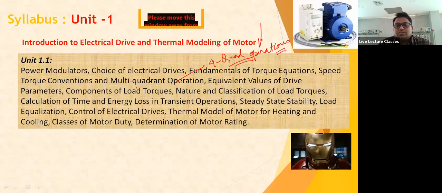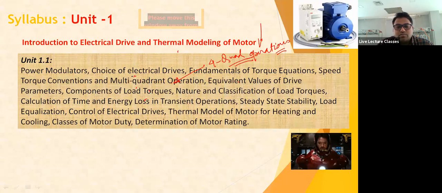Specifically in the transportation sector, this four quadrant operation is very much required, because you have to go forward, reverse, and all those things. So multi-quadrant operation is very much in use. Then equivalent values of drive parameters, components of load torques. What kind of load torques are there in a load? Now, nature and classification of load torques. How many types of load torques can be there?